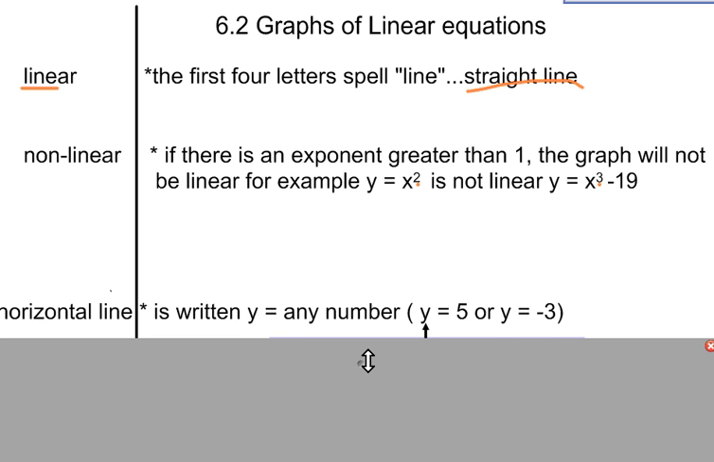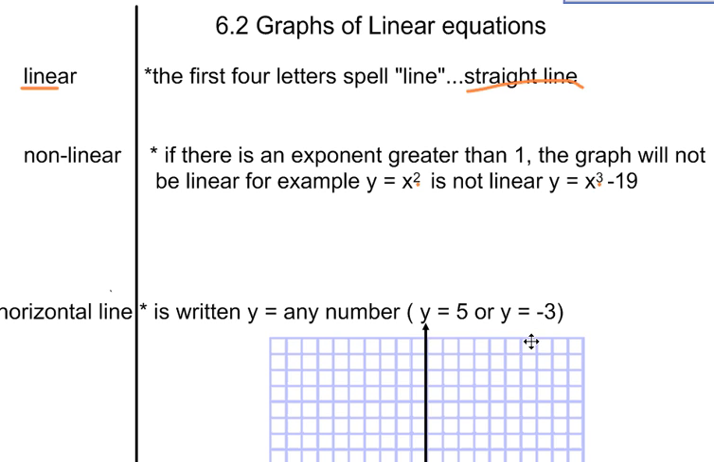And we're going to talk quickly about horizontal and vertical lines. Horizontal lines are written y equals, and then there's a number there. There's no x in it. It's just y equals 5 or y equals -3. So your definition there for a horizontal line is written y equals any number. And here's what this would look like.